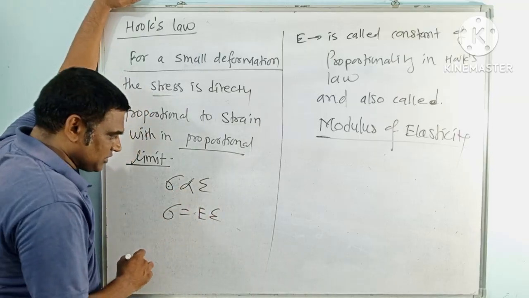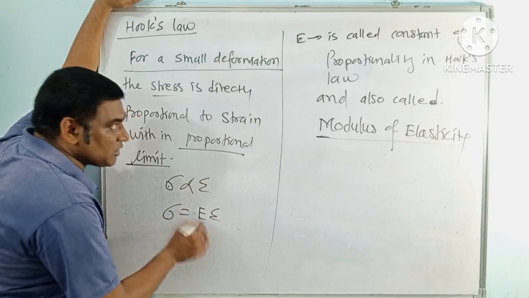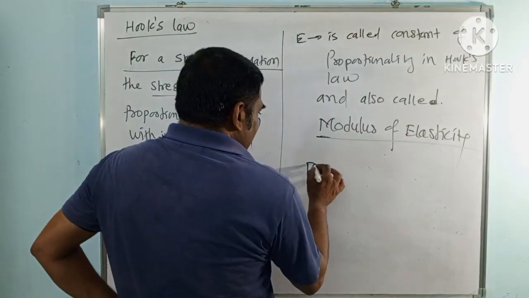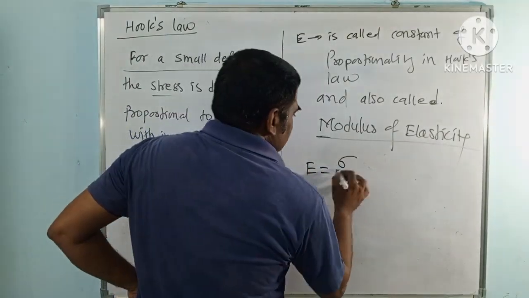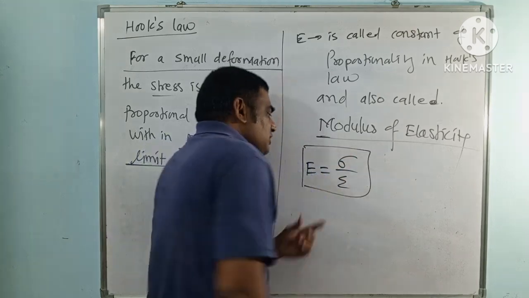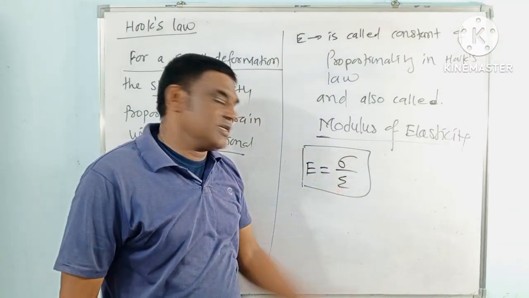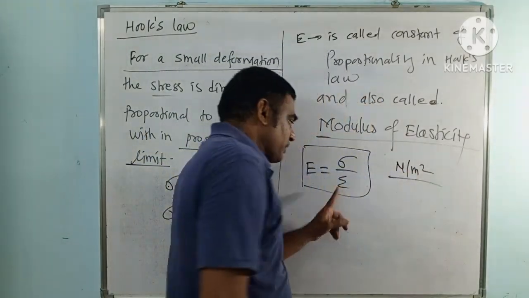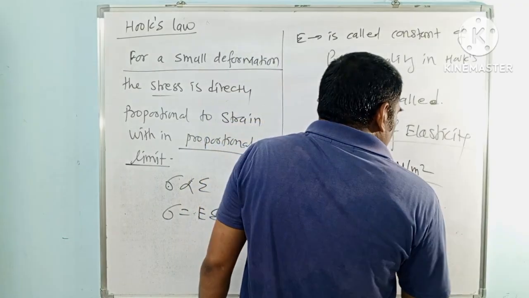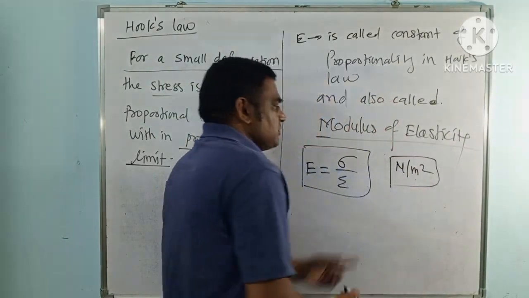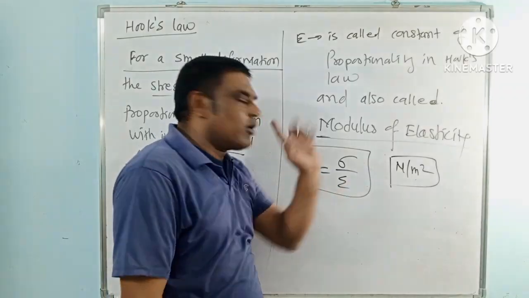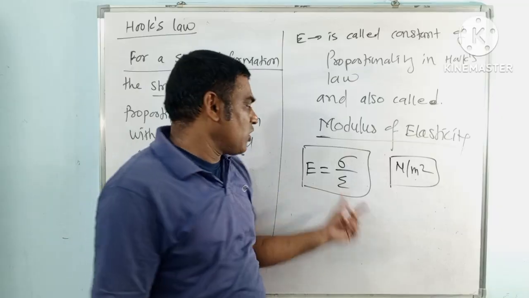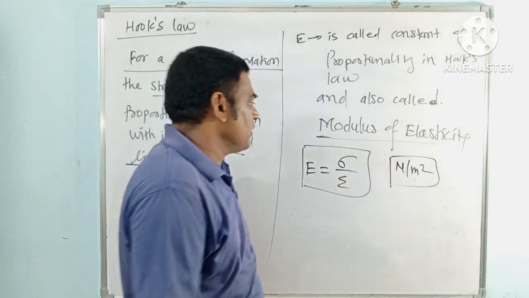Stress is directly proportional to strain, and here we have taken a constant of proportionality, which is called the modulus of elasticity. So from this we can write E is equal to stress by strain. The unit of stress is Newton per meter square, divided by strain, which is unitless. So overall the unit is Newton per meter square. Remember, the unit of stress and modulus of elasticity is the same because strain is unitless. Understood?